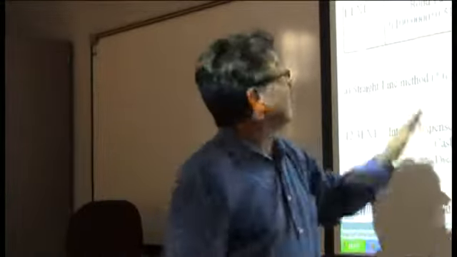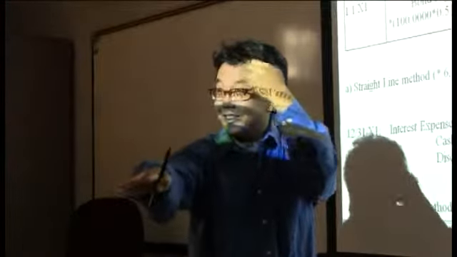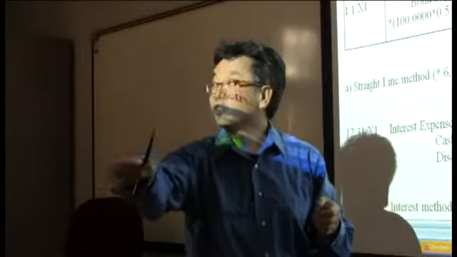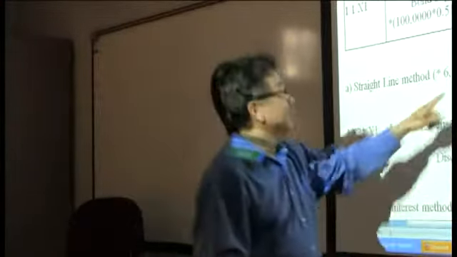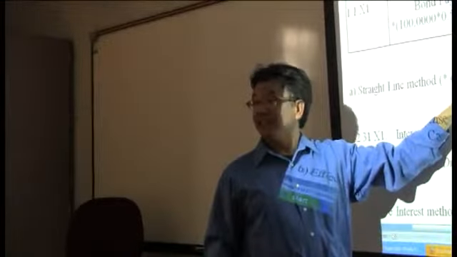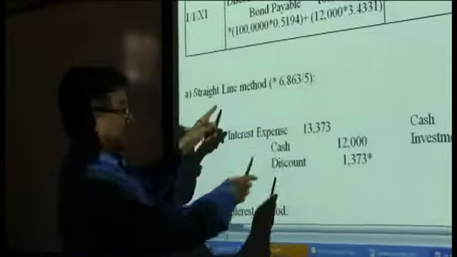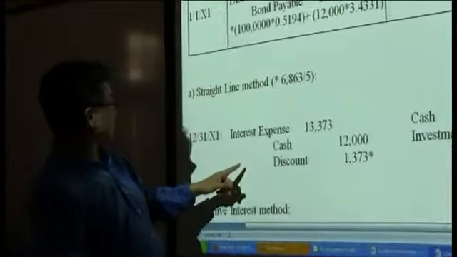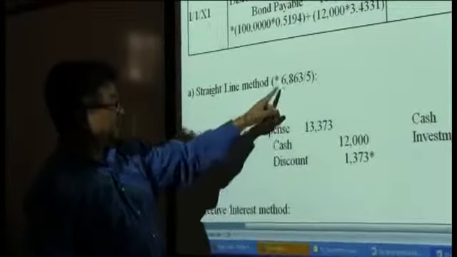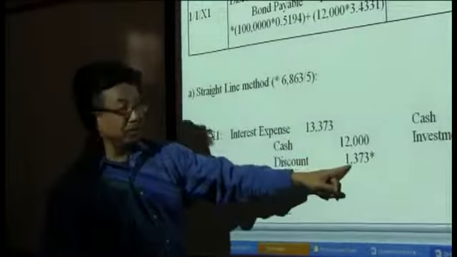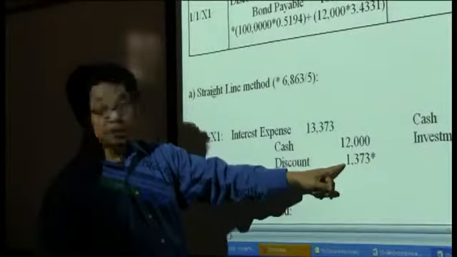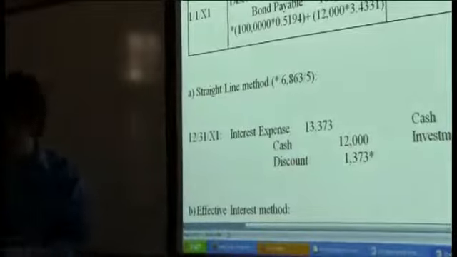Shita, right? 5 years. Shita, do you remember Shita's question 5 minutes ago? Straight line, right? Divide by 5. Are you following me? So what's the divide by 5? We are distributing the discount over 5 years. The number is 1373, correct? Am I correct? Right.